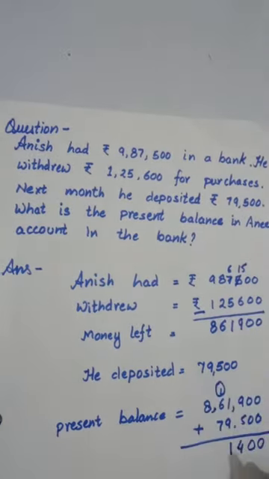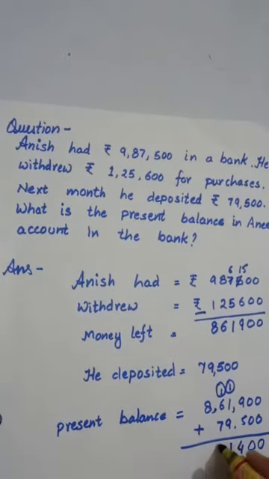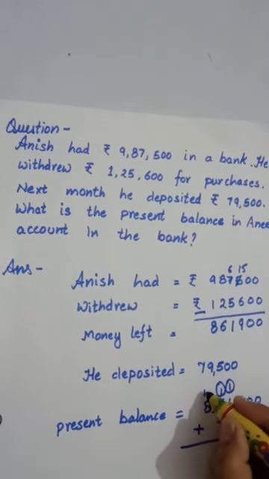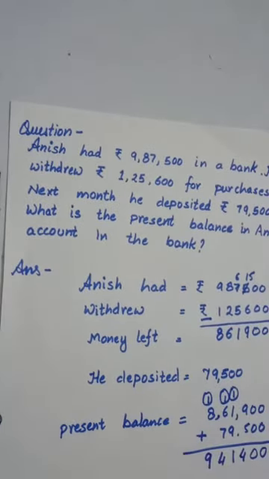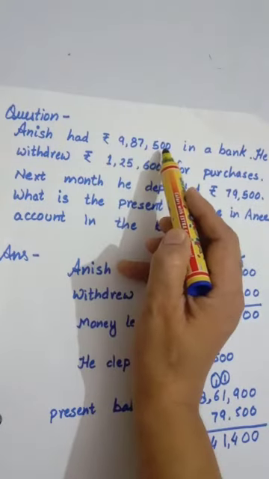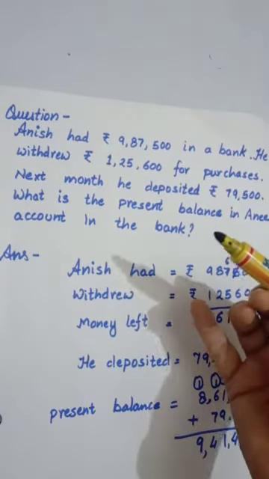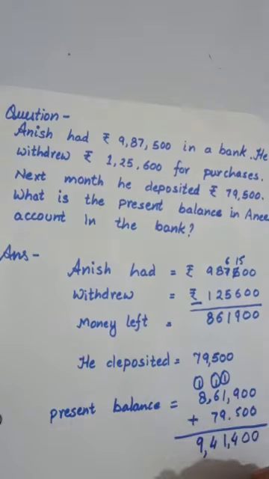1 carried over. 4. So this much amount is the present balance in his bank account, 9,41,400. So he had previously this much amount. He withdrew, so we subtracted this much amount. Then again he deposited, means he added some more money in his account. So we add more money and the present balance is this.